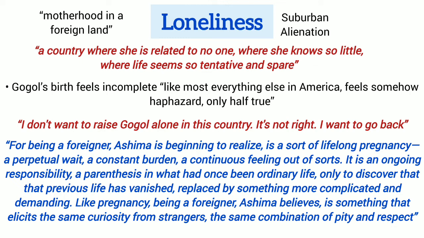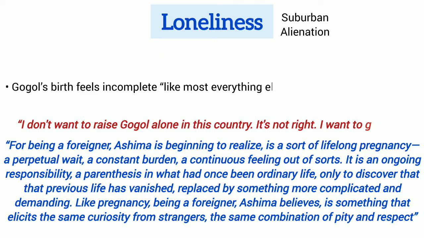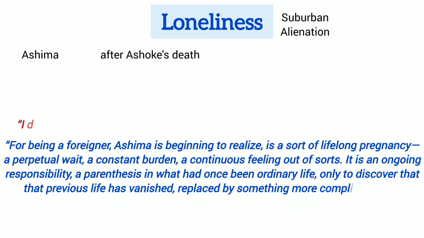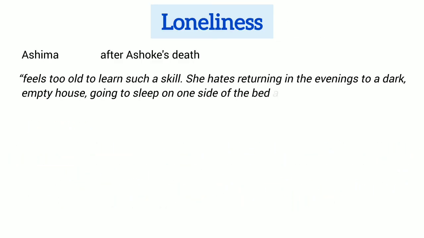Like pregnancy, being a foreigner, Ashima believes, elicits the same curiosity from strangers, the same combination of pity and respect. Later, after Ashok's death, she wrestles with feelings of loneliness and solitude and feels too old to learn such a skill. She hates returning in the evenings to a dark, empty house, going to sleep on one side of the bed and waking up on another.